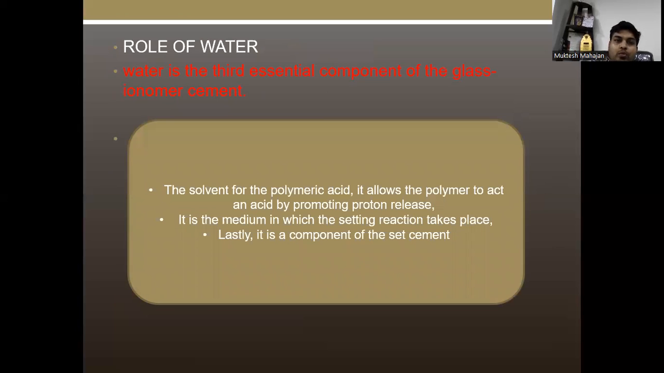Role of the water. Water is the third essential component of the glass ionomer. It is the solvent for the polymeric acid; it allows the polymer to act as an acid by promoting the proton release. It is the medium in which the setting reaction takes place. Lastly, it is a component of the set cement.